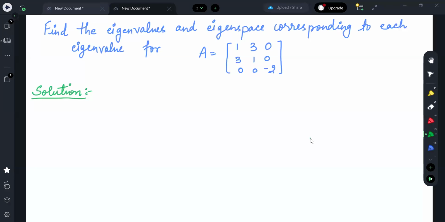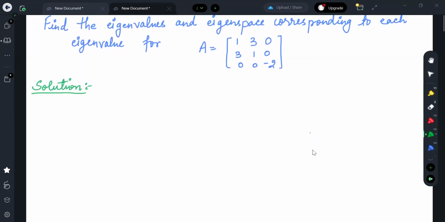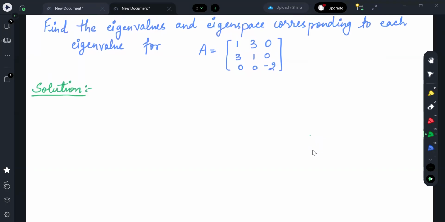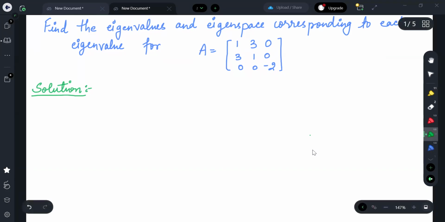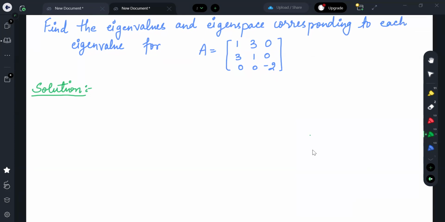So in today's video, we'll talk about finding the eigenvalues and eigenspace for a 3x3 matrix. And this example will be used in the diagonalization section in our lecture notes later on. So I have a 3x3 matrix right here. I want to find the eigenvalues. Step one is you first create the characteristic polynomial.